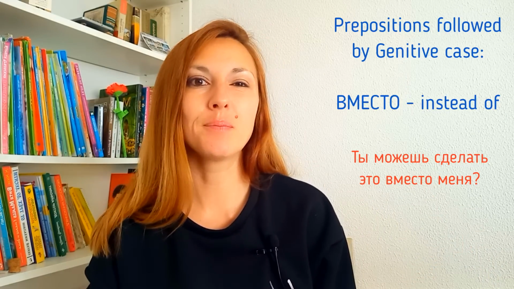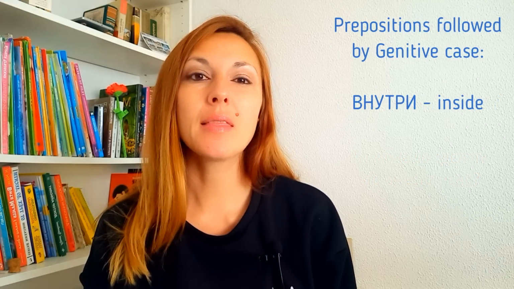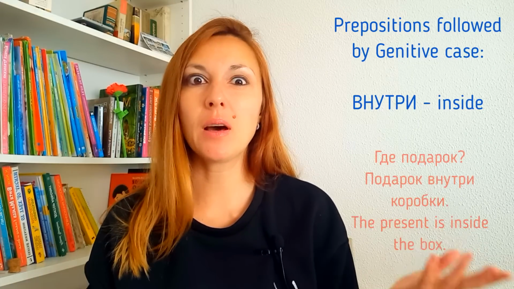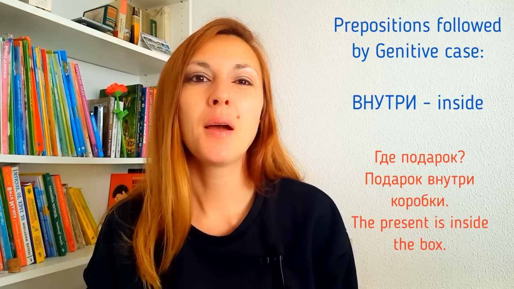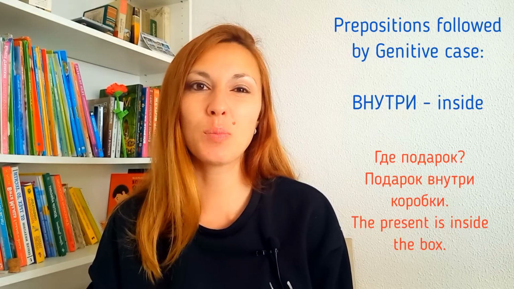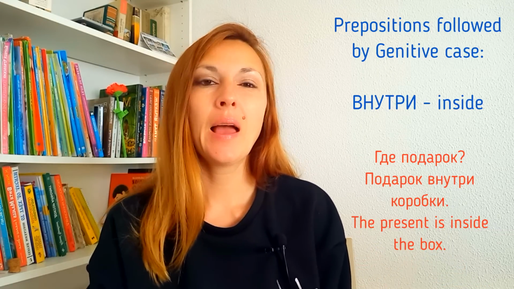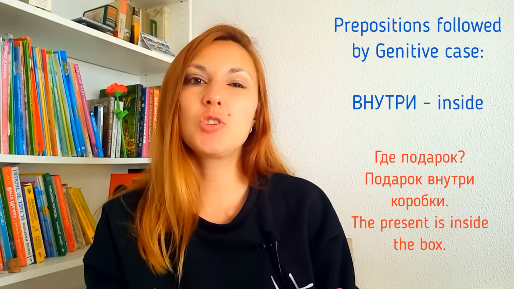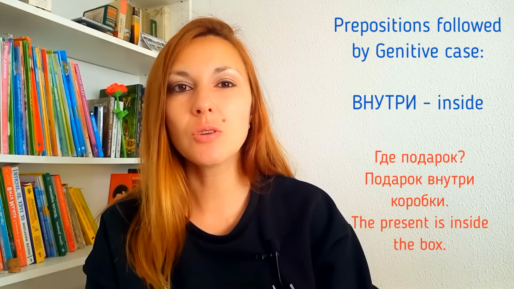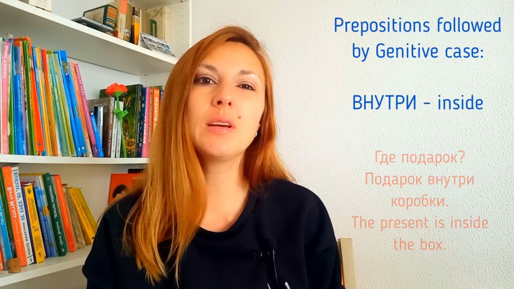That's why it is а. Вместо меня. Следующий предлог – это внутри. That means inside. Например, где подарок? Подарок внутри коробки. The word коробка means a box and it is feminine. In genitive case, we change а into и. Внутри коробки. Подарок внутри коробки.